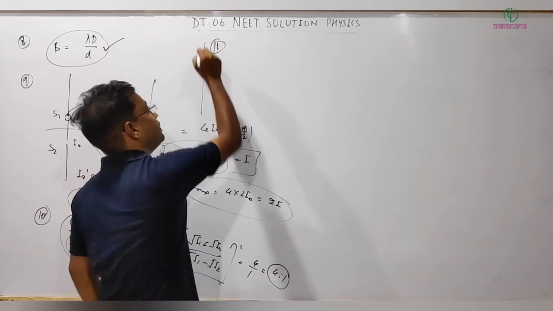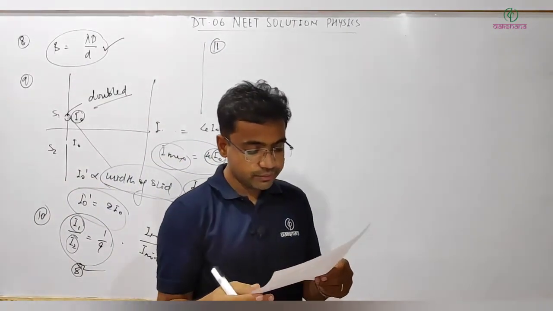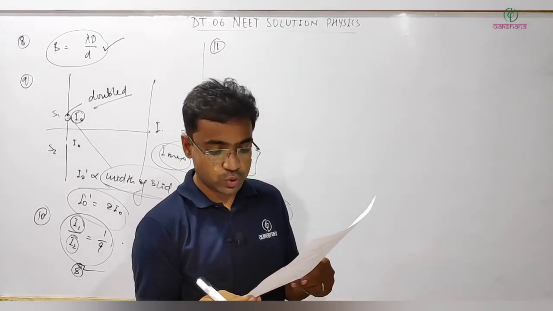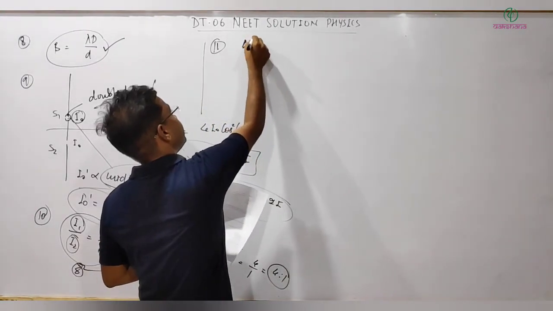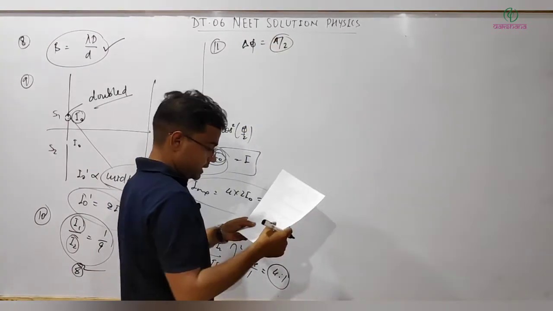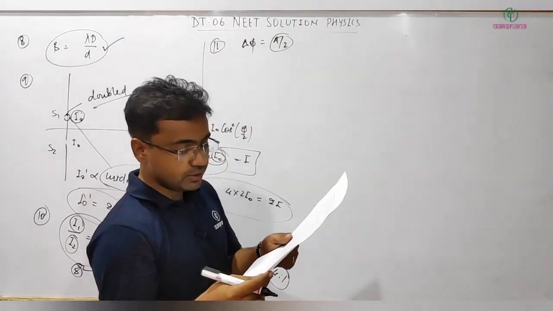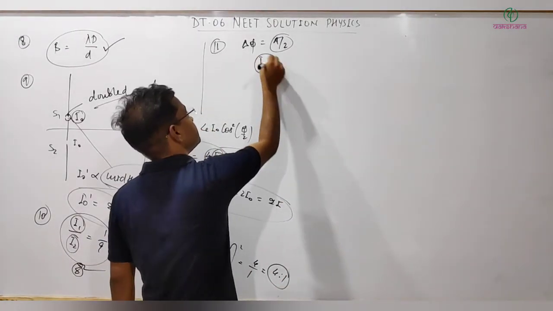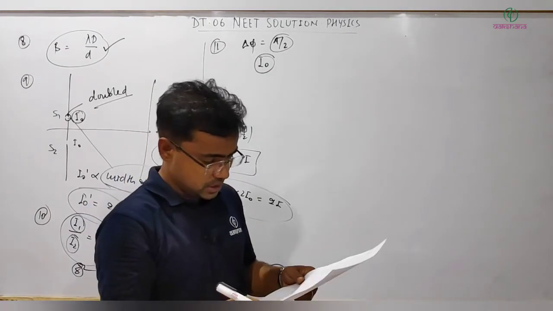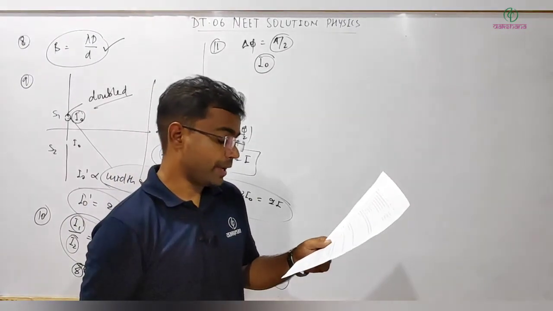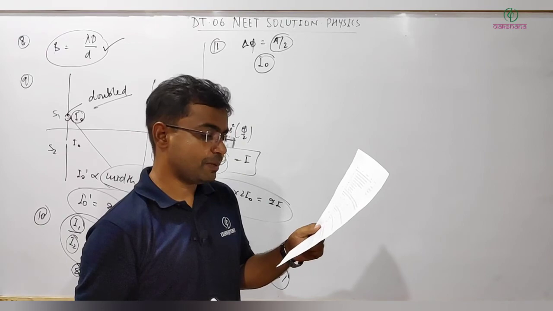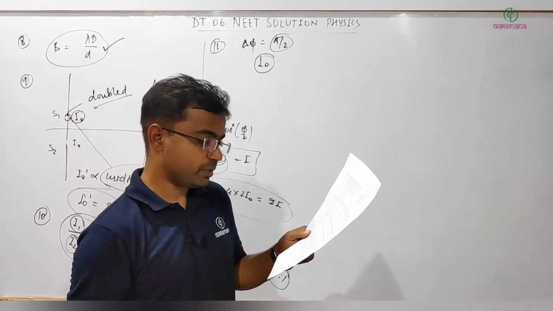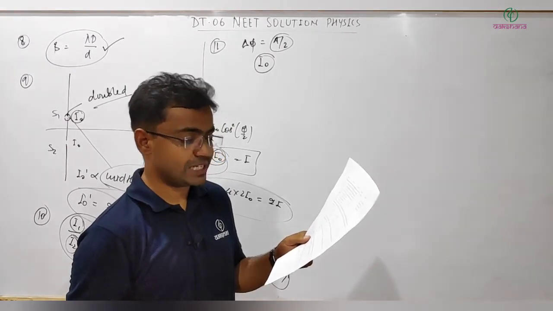Question number 11. In Young's double slit experiment, the constant phase difference between two sources, so the phi or delta phi, I will write it's pi by 2, and the intensity at a point equidistant from the slit in terms of maximum intensity is I naught. In Young's double slit experiment, constant phase difference between two sources is pi by 4. The intensity at a point equidistant from the slit in terms of maximum intensity.